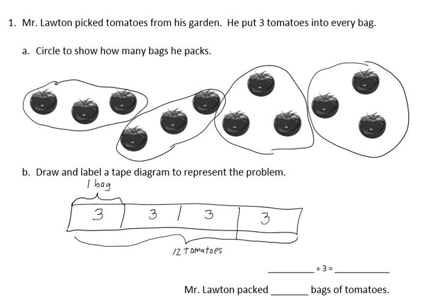3, 6, 9, 12. The division problem that we just did was 12 divided by 3. If I have 12 tomatoes and I put them in groups of 3, I end up with 4 bags. So here my quotient is telling me how many groups I get when I divide 12 into groups of 3. To complete the question, I would say Mr. Lawton packed 4 bags of tomatoes.